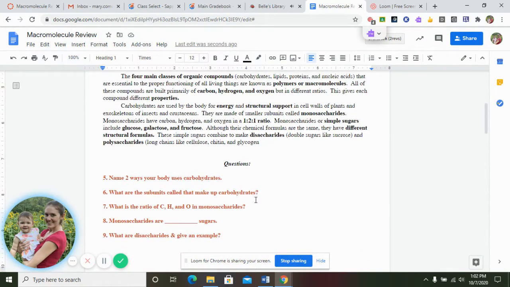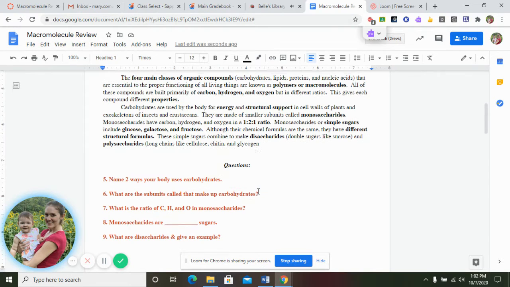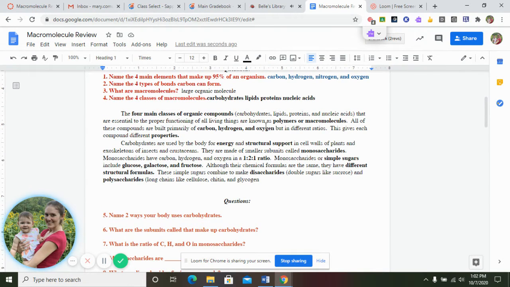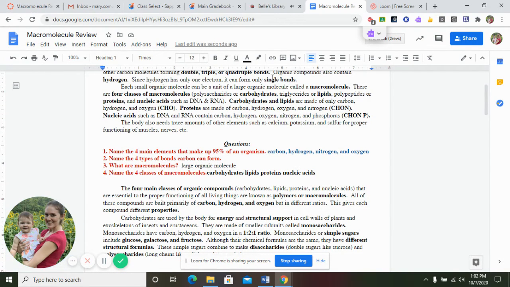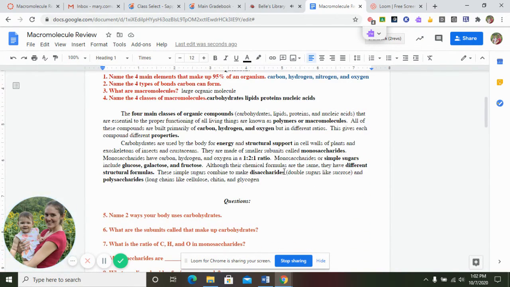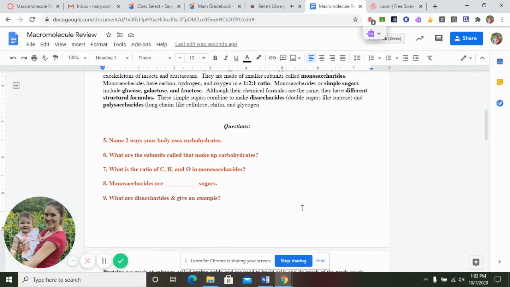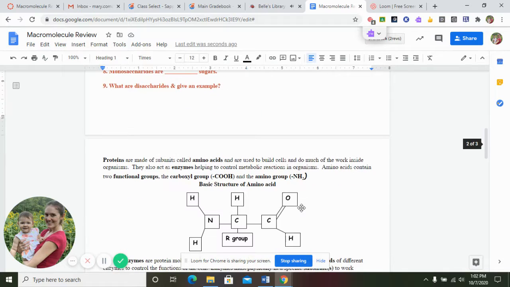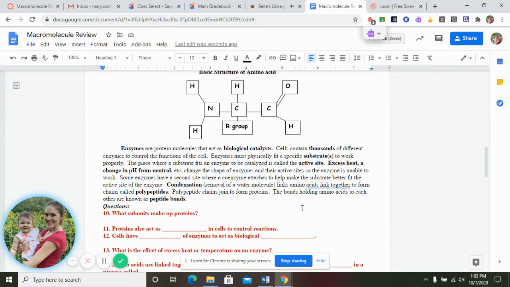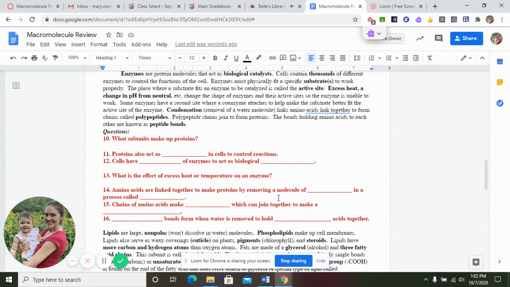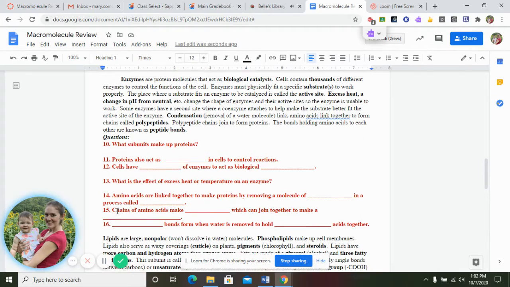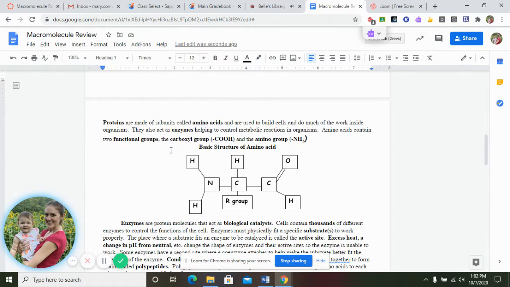So if you scroll on down, there's your next set. And this group of questions here is going to go right along with the reading directly above it. You should not need to go up above to the first one. It should all be directly above. And again, look for those bold words to help you out. So you'll be answering questions 5 through 9 using that reading. The next one is going to be about proteins and enzymes. So you're answering questions 10 through 16, starting with the word proteins.